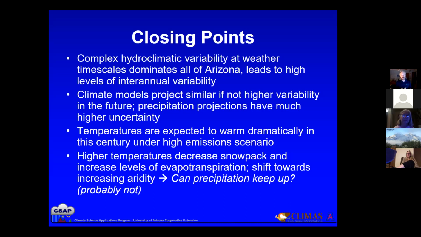Temperatures are expected to warm dramatically in the century under a high emission scenario. And then those higher temperatures decrease snowpack and increase levels of evapotranspiration. Shift towards increasing aridity. Can precip keep up? Probably not if temperatures continue to go up, right? I mean, that increasing level of aridity.